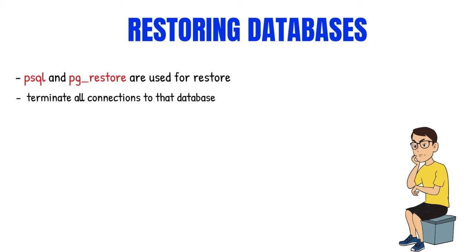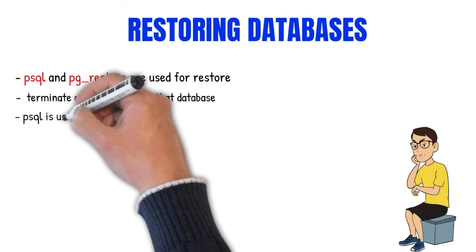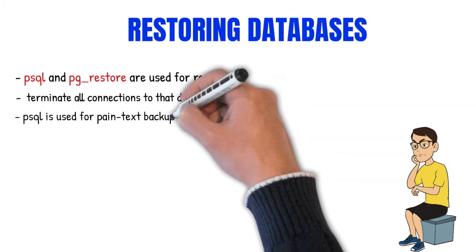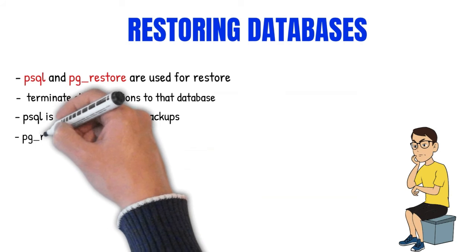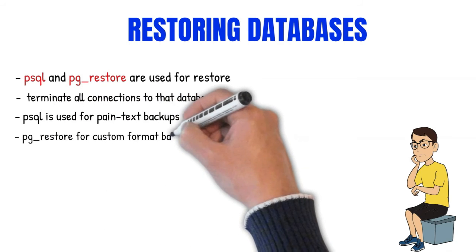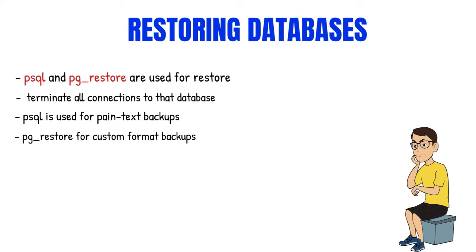So there are basically 2 ways which you can do restores, right? If you have backed up your databases as plain text, such as a .sql file, you would need to use psql to restore this database. If you have taken a custom backup like a tar backup or a directory format backup, then you need to use the pg_restore tool to do a restore of your database.